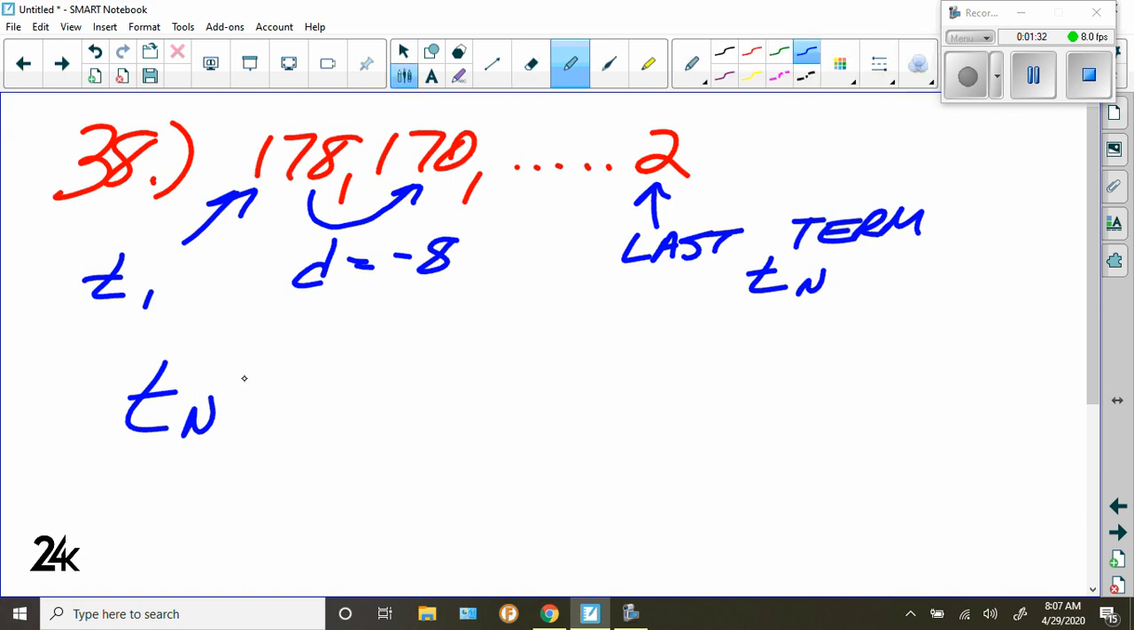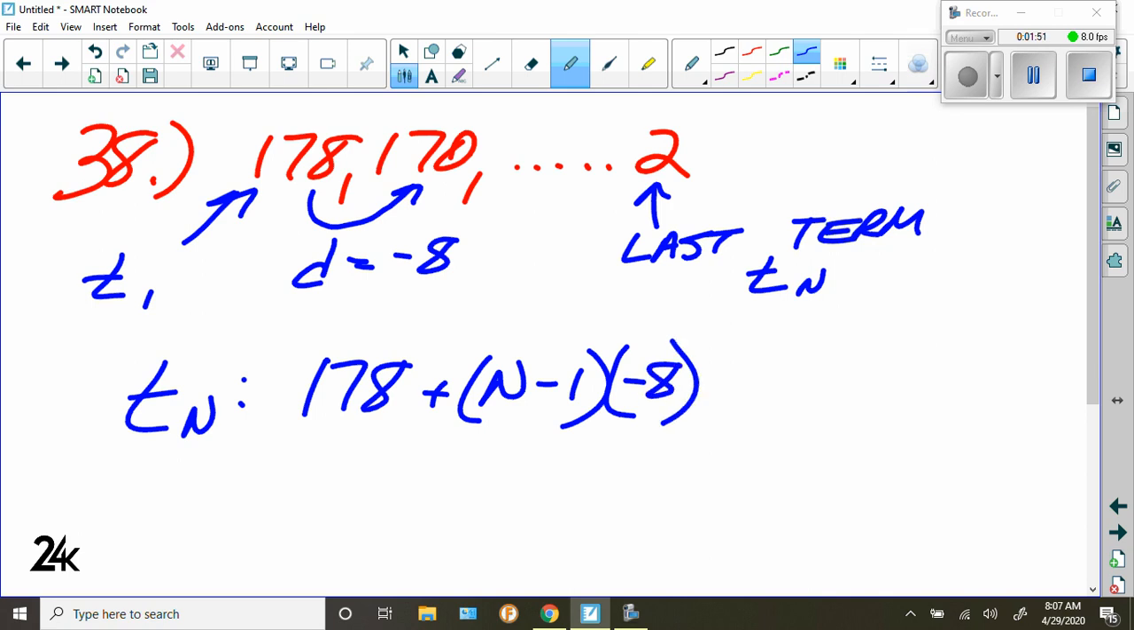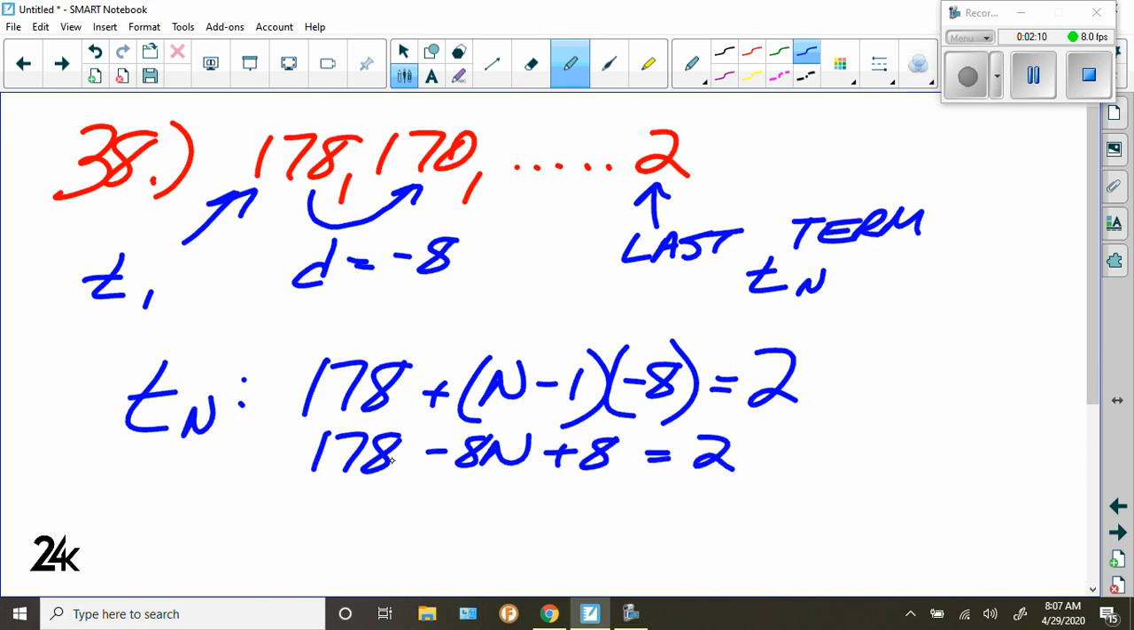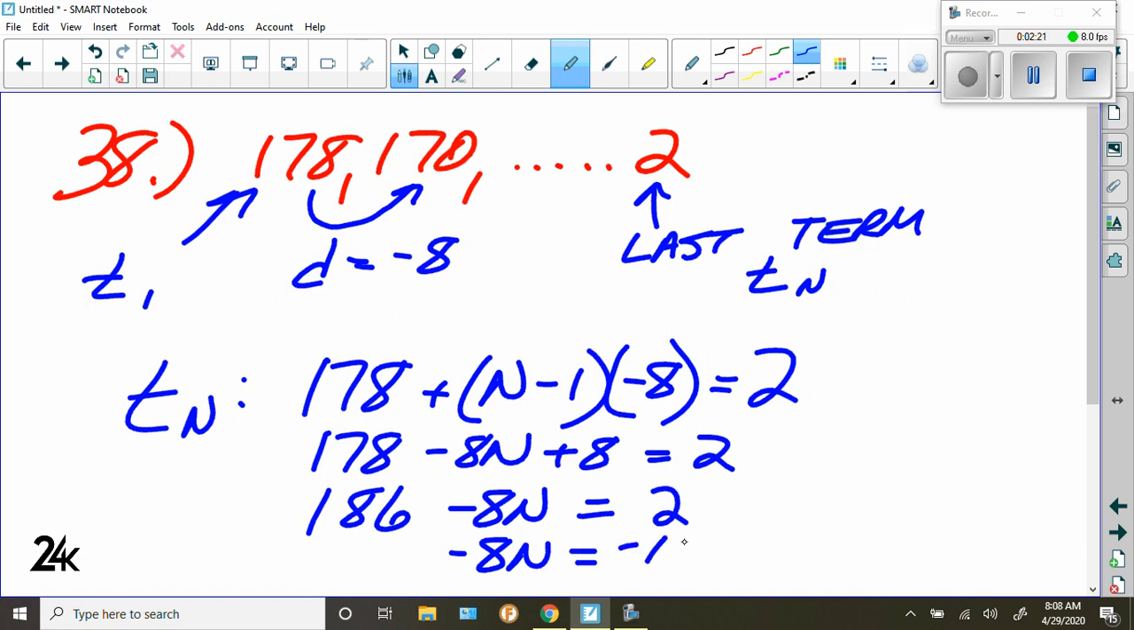If I was going to figure out how many terms are in this sequence, I would use the arithmetic sequence formula, which says take the first term, 178, add on n minus 1, and I have no idea what n is, and then multiply it by the difference, -8. However, the nth term is how many terms there are. The last term is going to represent that, and I know that answer is 2. So 178 minus 8n plus 8 equals 2. 186 minus 8n equals 2. -8n equals -184.